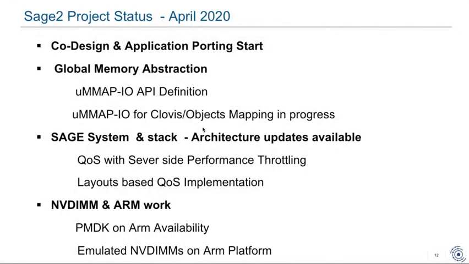So where are we at the moment? We've finished the core design with the applications, and we're starting to do the application porting now, especially the AI and deep learning applications. For the global memory abstraction, we have fully defined and implemented the special API for mapping objects. There are some other details being looked at. On the SAGE system, we have quality of service on the server side with performance throttling being implemented, and also layout space quality of service. And as I was mentioning, for NVDIMM and ARM, there's a PMDK on ARM available, and emulation of NVDIMMs on the ARM platform. We're also actively contributing to the mainline Linux kernel, with our team from ARM.